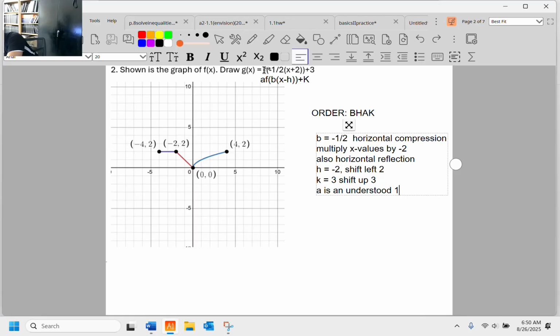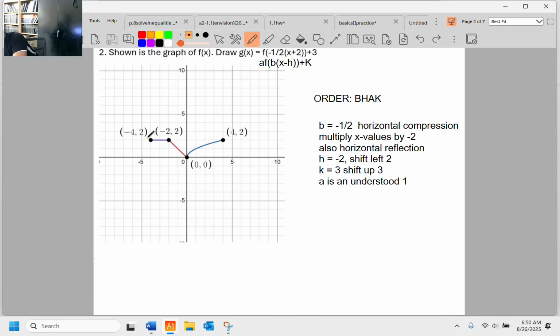So let's do this. We're going to multiply our x values by negative 2. If you take a negative 4 and multiply it by negative 2, you'd be at 8. If you take a negative 2 and multiply it by negative 2, you'd be at 4. Take a 0 and multiply it by negative 2, you'd be at 0. If you take a 4 and multiply it by negative 2, you'd be at negative 8, which is over here, right there. Now, it has been reflected. So your slanty part is now on the right, and the square root part is on the left. All right, that was b.